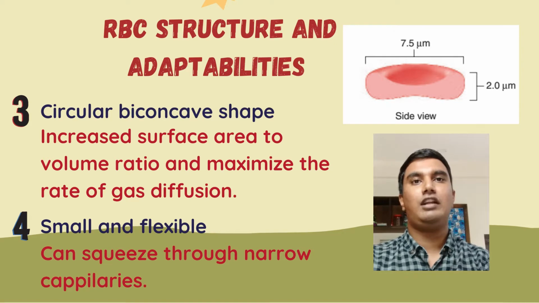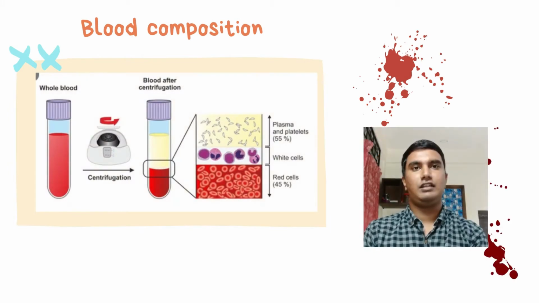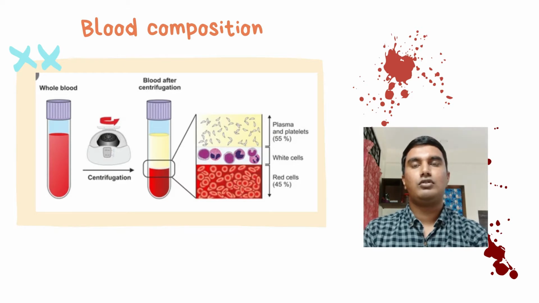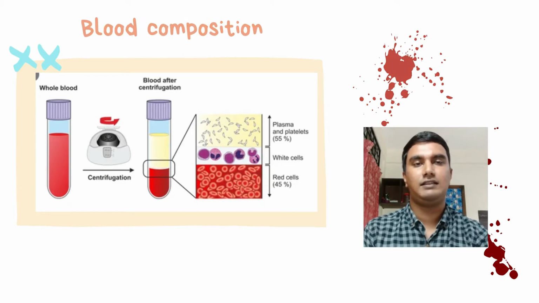This will increase the surface area to volume ratio and maximize the rate of gas diffusion. Lastly, the RBC is small and flexible. Thus, the RBC can squeeze through narrow capillaries. We can study the blood composition after centrifuge. The blood is composed of plasma and formed elements. Plasma is 55%, whereas formed elements is 45%. Plasma is composed of proteins and water, whereas formed elements is composed of RBC, white blood cell, and platelets.